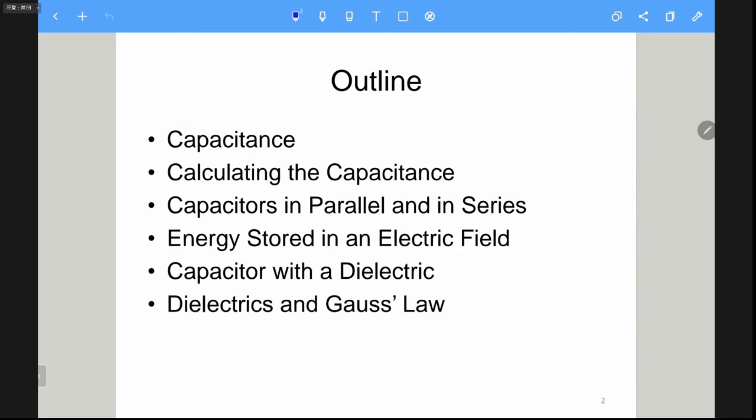Okay, so capacitors in parallel and series, very simple, and then energy stored in the electric field within the capacitor, and also the capacitor with a dielectric, a little bit more complicated, but still fine. And actually, we need to use Gauss's law to derive those equations, or make some modification to Gauss's law.